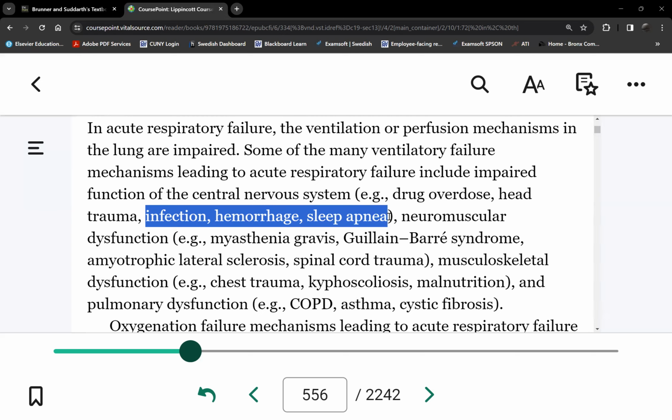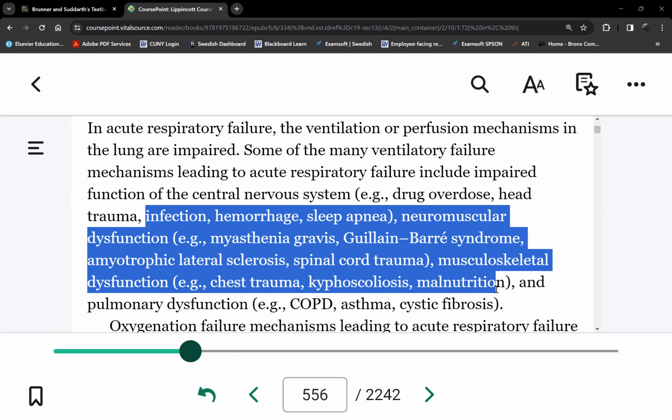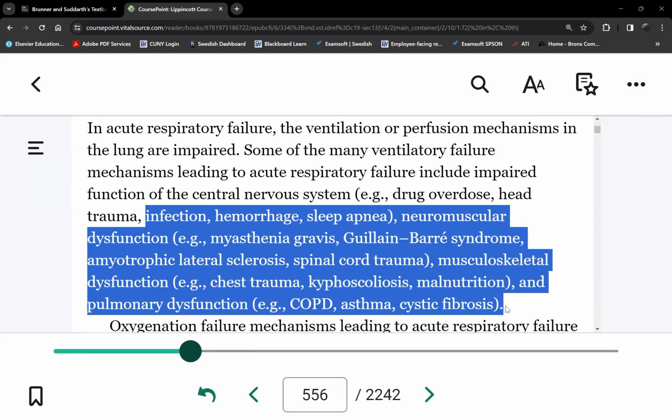Obstructive sleep apnea, because you're not breathing enough, right? You stop breathing during the night. So what happens to your oxygen levels? It drops. Okay. Here, myasthenia gravis. What happens to the rate and depth of respiration? It decreases. So what happens to oxygen levels? Okay, I could go on. See? There's an endless list of conditions that can lead to respiratory failure.